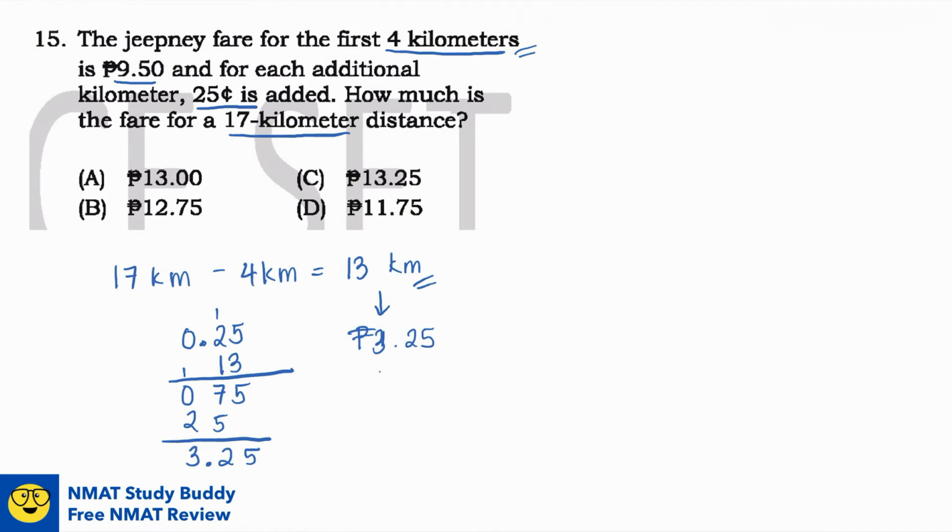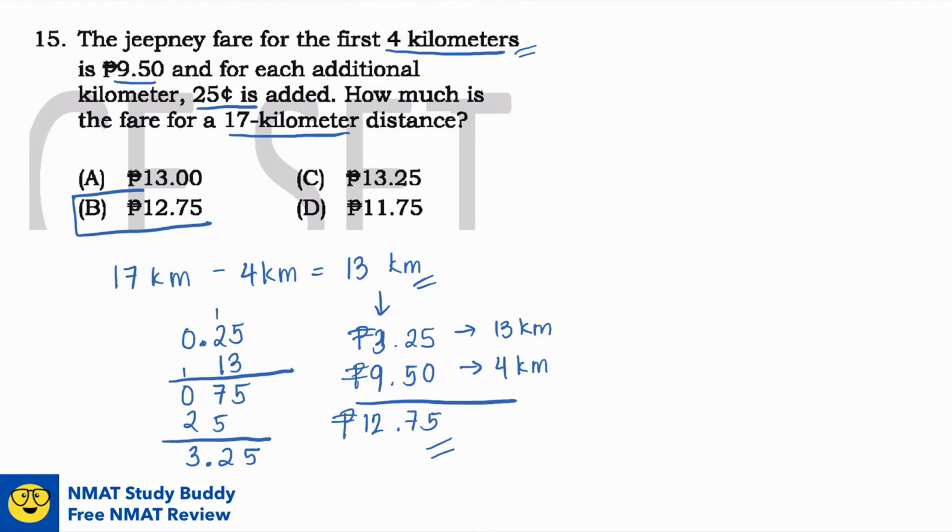And then, i-add na lang natin yung 9.50 na bayad para dun sa 4 kilometers. So, ito 4 kilometers. Ito yung para sa 13 kilometers. So, kapag in-add natin sila, 5, 7, 9 plus 3 is 12. So, yung sagot natin is 12.75 pesos, which is letter B.